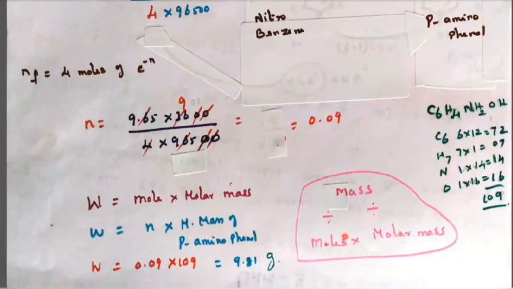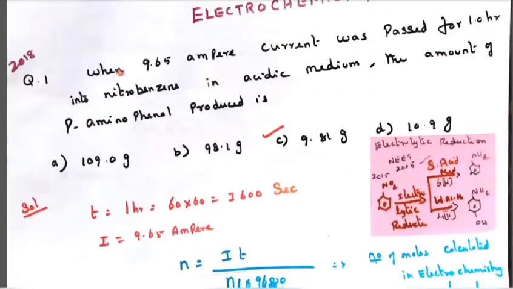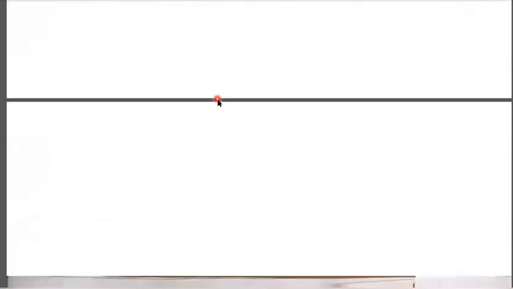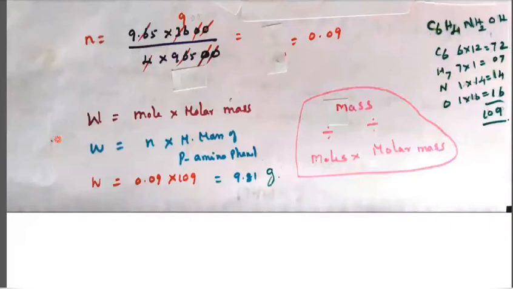Now we need the weight. In the question, they have asked for the weight. Look at the question: what is the amount of para-aminophenol? So n is equal to weight by molecular weight, so W is equal to moles into molar mass. Mass is what we are asked, so moles into molar mass. We found the moles, 0.09, and now the molar mass of para-aminophenol.